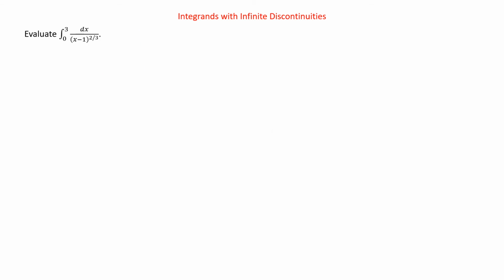So here's the problem. Evaluate the integral from 0 to 3 of 1 over (x minus 1) to the 2/3. So here, this is going to have a vertical asymptote at x equals 1, because that's what makes the denominator 0. So we're going to have to take a limit from, we need a variable here. We'll go a.